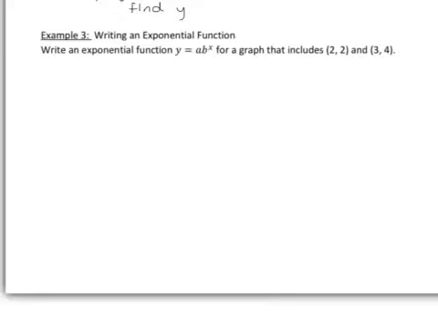All right, for example 3, we're going to create an exponential function, and it gives you the form to start out with. Okay, that's the general form. That's what we're going to use a lot. And then it gives you 2 points, and so we have to create a function out of that. So y and x will just stay, but what we need to find are A and B.